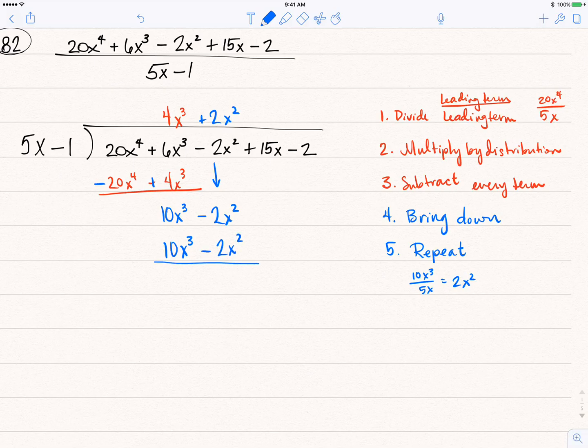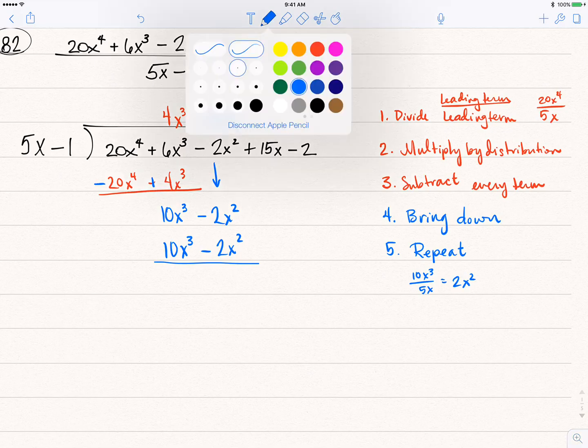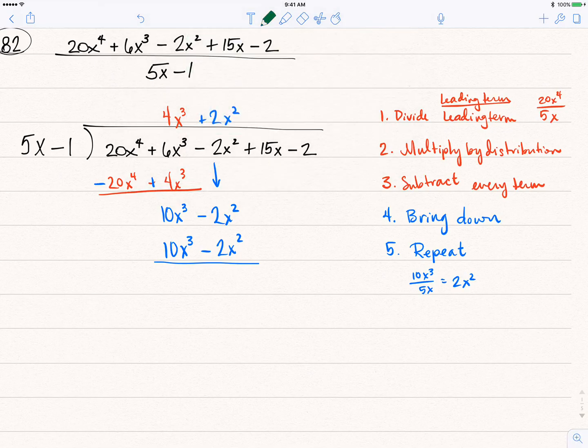Get your equation bar. And this is where I'm going to change colors. I'm going to subtract every single term. So I'm going to change the sign of every single term. So the 10x cubed becomes negative. The negative 2x squared becomes positive. Combine like terms. 10x cubed minus 10x cubed goes away. Negative 2x squared plus 2x squared also goes away. This is actually a 0x squared.